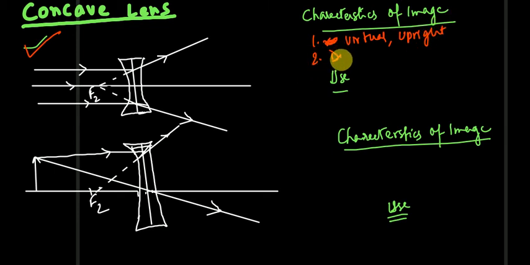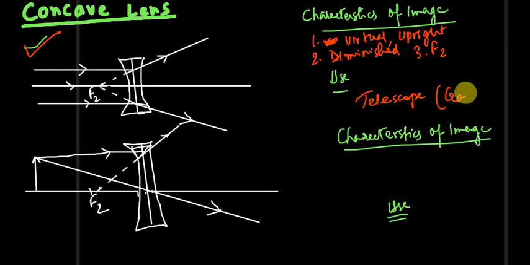It will be diminished. Okay, and where it will be formed, it will be formed at F2. Where it is used, this kind of lenses are used as an eye lens in a telescope. Okay, it is used in a telescope. We have learned other telescopes also. So here it will be a Galilean telescope.